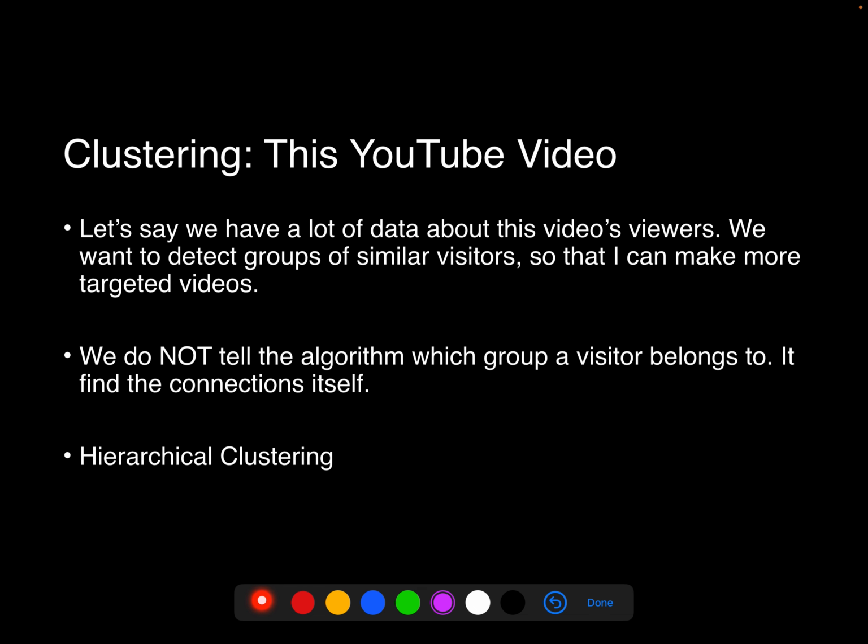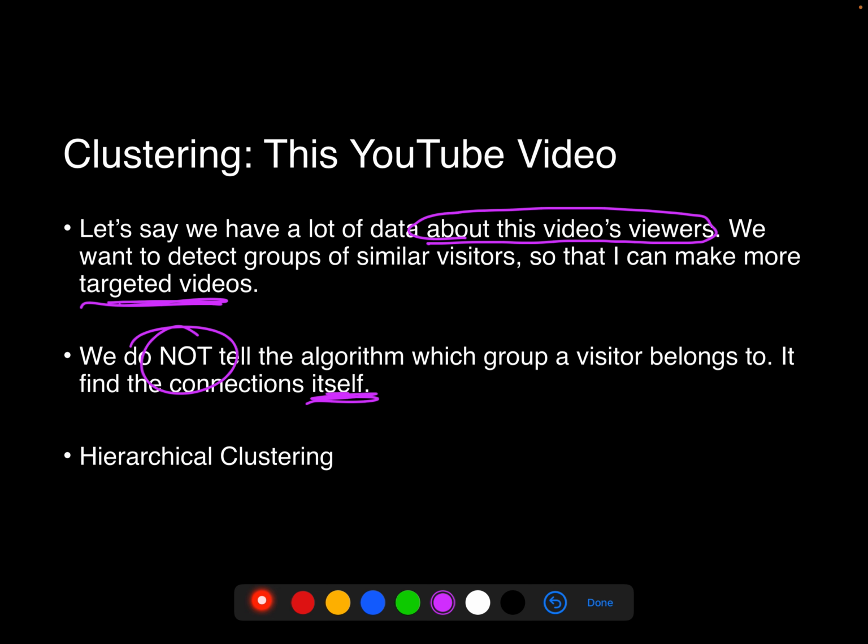Let's start with clustering. Imagine we have a massive amount of data about this video's viewers, and in future, I would like to make more targeted videos. Our goal would be to detect groups of similar visitors so we can create those targeted videos for them in future. Crucially, we don't tell the algorithm which group a visitor belongs to, because how would it know? It has to find the connections in the attributes of each viewer and create patterns entirely on its own.